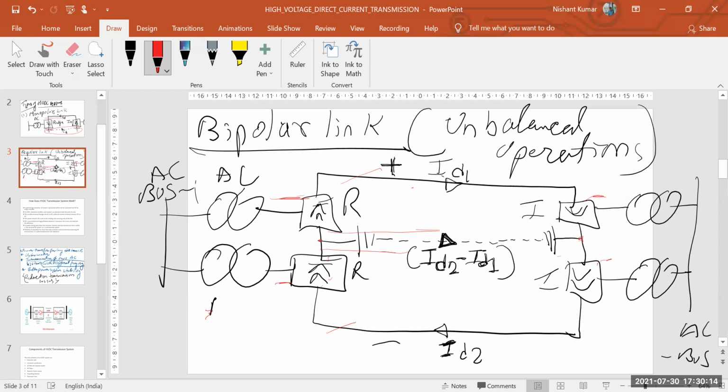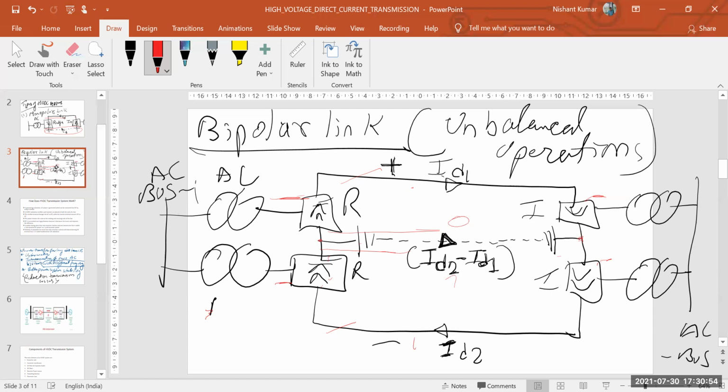Now, if both neutrals are grounded, then the two poles operate at equal current, and there is no ground current at this point. If both magnitudes are the same, there would be no unequal current. If you consider the current, equal currents are being considered in this segment, so there would be no current at this particular end.